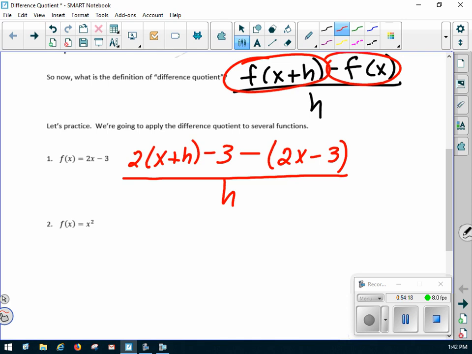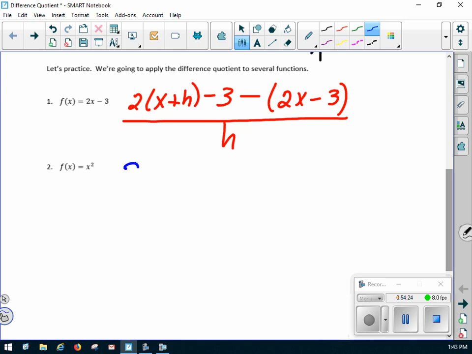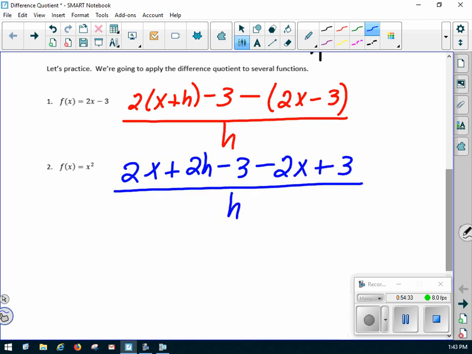Really? Yeah. Is this a joke? No, honey, it's not a joke. Once you get to this point right here, if you do not have some stuff that adds up to give you 0, then you've made a mistake.